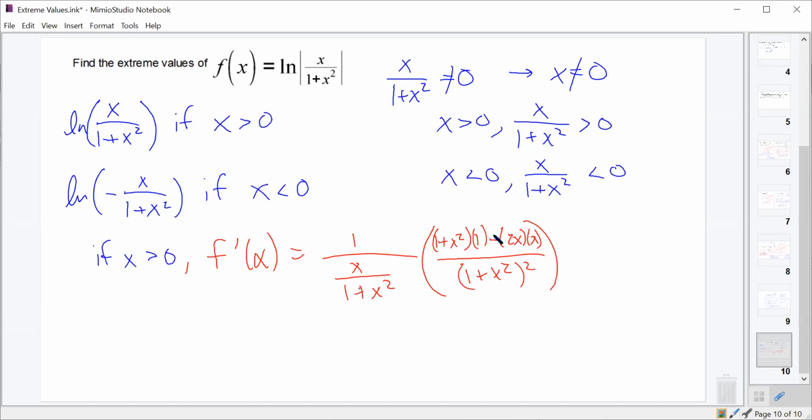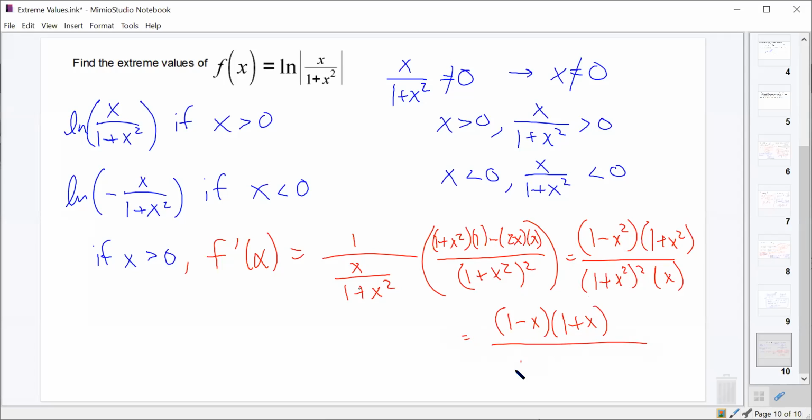This numerator here is 1 plus x squared minus 2x squared, so that's 1 minus x squared. And then we still got the 1 plus x squared squared. And then this 1 plus x over 1 plus x squared flips up into the numerator, 1 plus x squared over x. And what does that simplify to? Factor 1 minus x, 1 plus x over x times 1 plus x squared. Good or no? Good. All right. When is this equal to 0?